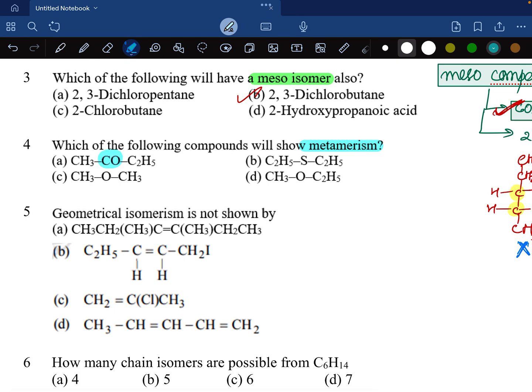Ketone. If I bring one CH2 to this side, what will I get? C2H5 CO CH3. This is the same molecule, so this will not show any metamerism. Next one, if I shift one CH2 group here, what will I get?